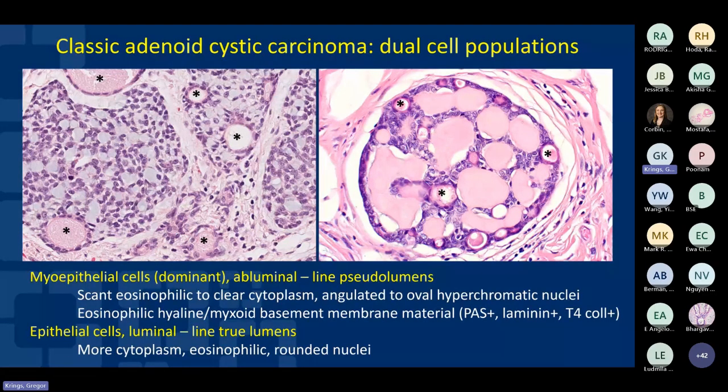Classically, these tumors, of course, are recognized as having dual cell populations. The more dominant cell type are the myoepithelial cells. These are abluminal and line these pseudoluminal spaces, which generally have eosinophilic hyaline or myxoid basement membrane-like material that can be highlighted by PAS or basement membrane stains. And less dominant are the epithelial cells that line the true lumens, highlighted here by an asterisk. Generally, these cells are more eosinophilic and have slightly larger nuclei, and these spaces may or may not have secretions.